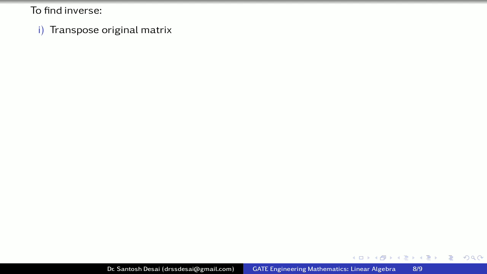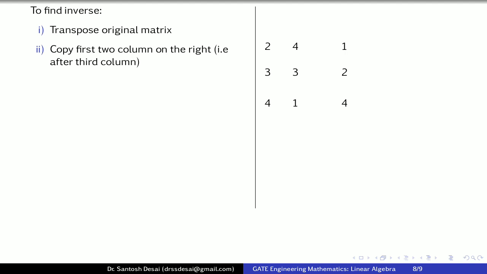That is, write the given matrix in transposed form: write the first row as the first column, the second row as the second column, and the third row as the third column. So I get first row as 2, 4, 1, second row as 3, 3, 2, third row as 4, 1 and 4. This is the given matrix in transposed form. Now I copy the first column after the third column, so I get 2, 3 and 4. Similarly, I copy the second column also, and it is 4, 3, 1.